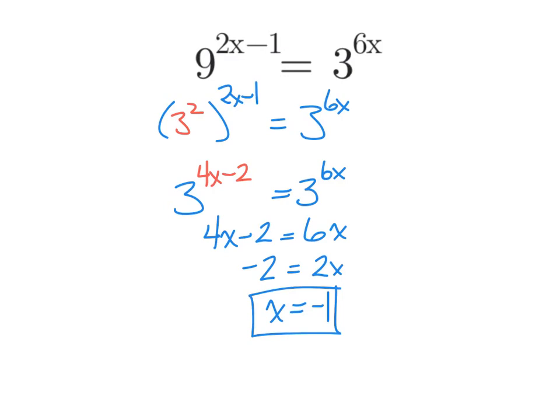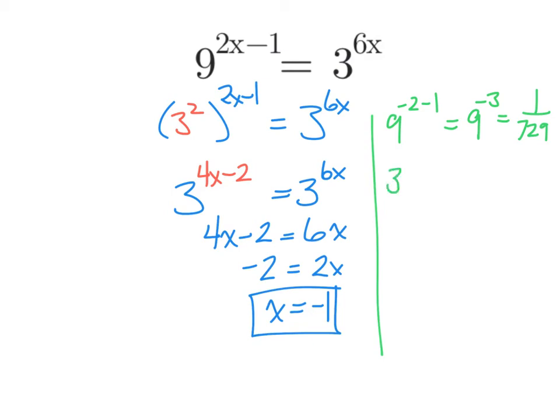If you're a little suspicious of that, go ahead and plug it back in to see if we're correct. So if x is negative 1, on the left-hand side we'll have 9 to the 2 times negative 1, which is negative 2, minus 1. So that's 9 to the negative third. The negative puts it in the denominator, and 9 to the third is 729. We do the same thing on the right side of the equation. 3 to the 6x, and if x is negative 1, that'd be 3 to the negative 6. The negative puts it in the denominator, and 3 to the 6th power is 729. So it will be equal to each other.